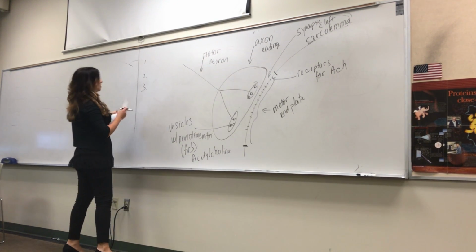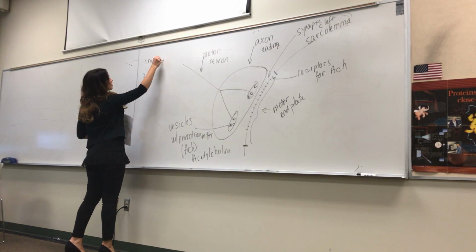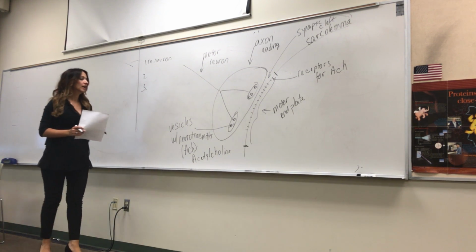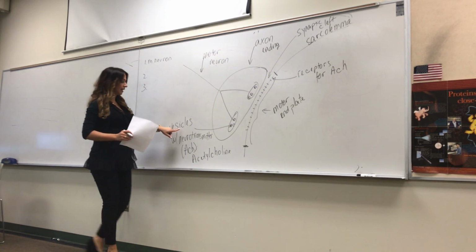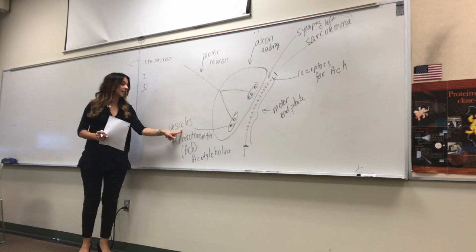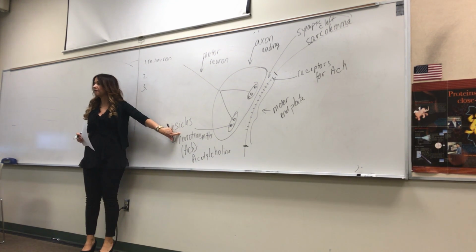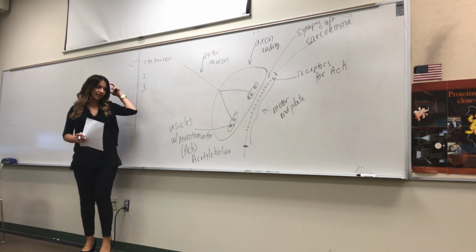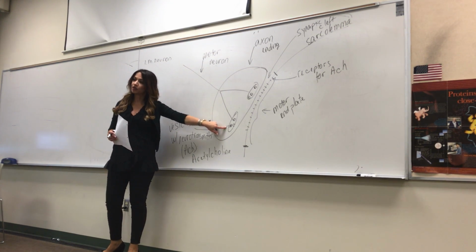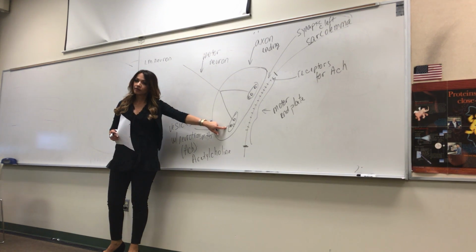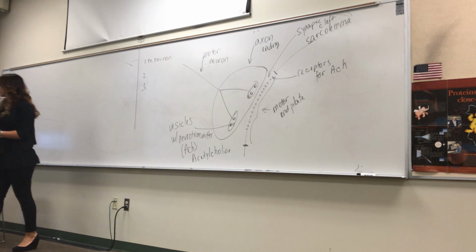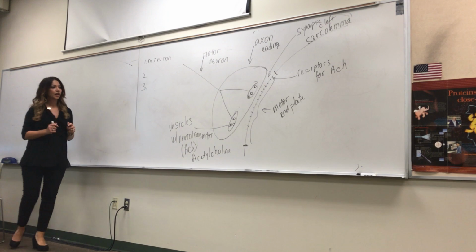So number 1, motor neuron, the axon ending. What you have to know about the axon ending is that the axon ending contains these vesicles with neurotransmitters. Okay, that's relevant. You'll see why in a second. So the axon ending is a part of the motor neuron, the ending of it.